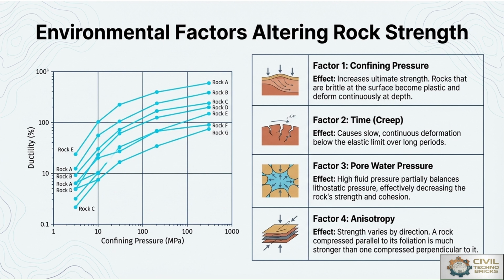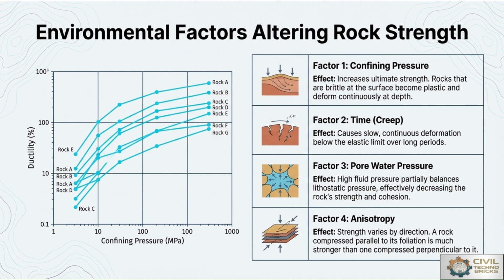The most important factor is the environmental point of view. Environmental factors alter the rock strength. So there are four factors that affect the strength of rock, because for the foundation of any structure, the compressive strength is the most important factor to study. The first factor is the confining pressure, which acts vertically downward and affects the existing strata, which refers to the ultimate strength. Rocks that are brittle at the surface become plastic and deform continuously at depth. So confining pressure significantly affects rock strata continuously.